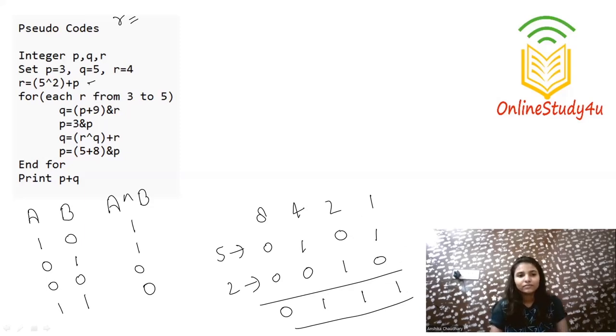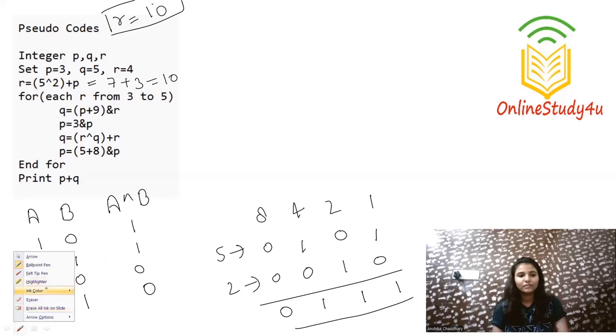So this is 7 plus P. So what is the value of P? P was 3 last time. So from here we can say R is 10 now. So we will mark here R is 10 now, right? Now let's come to the for loop. But first of all, let me erase it so that we can make space for you.